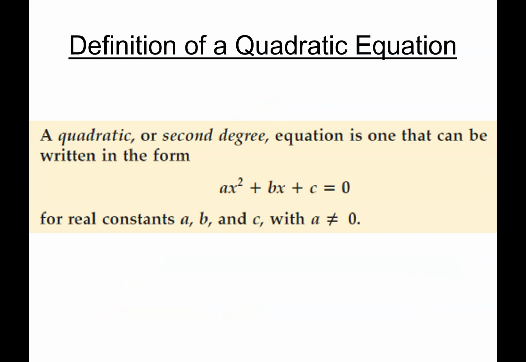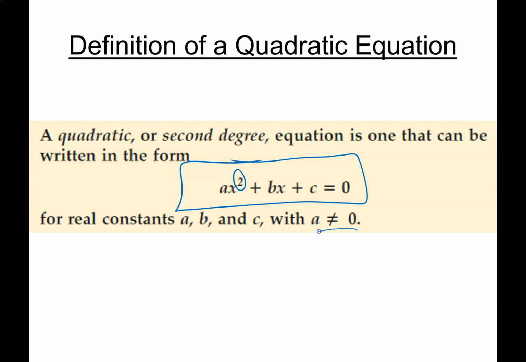Definition of a quadratic. Again, it is an equation of the form ax squared plus bx plus c. It is called a second degree polynomial. What makes it second degree? Having a highest power of 2 makes it second degree.